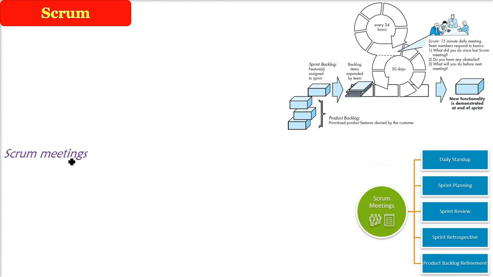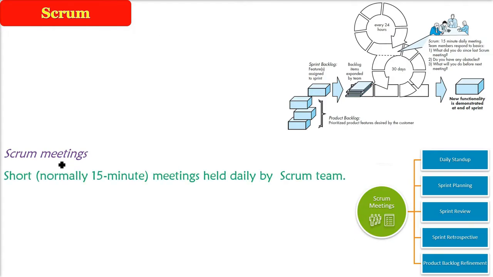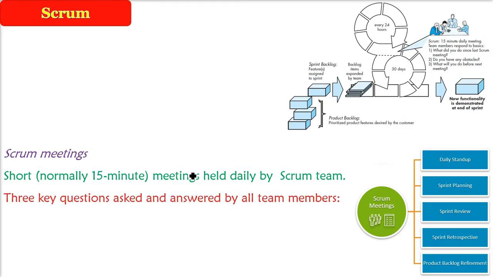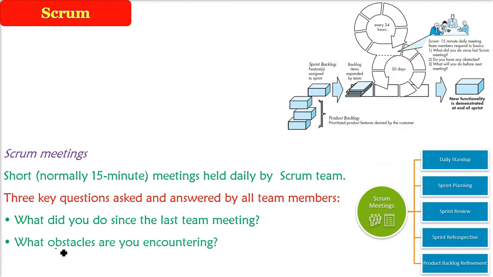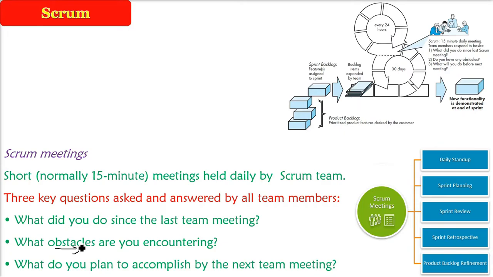The most important is face-to-face conversation. We also call these Scrum meetings. These are very short, casual meetings, normally 15 minutes, 10, or 20 minutes. Here there are key questions the senior asks the team who is working. The first question is, what did you do since the last team meeting? Like yesterday, what did you do? And what problems did you face? We need to solve these problems and uncover errors as early as possible. And what do you plan to do before the next team meeting?